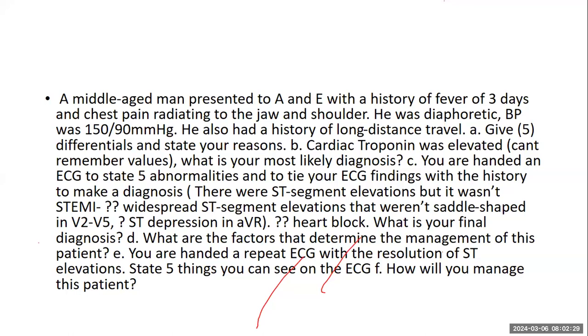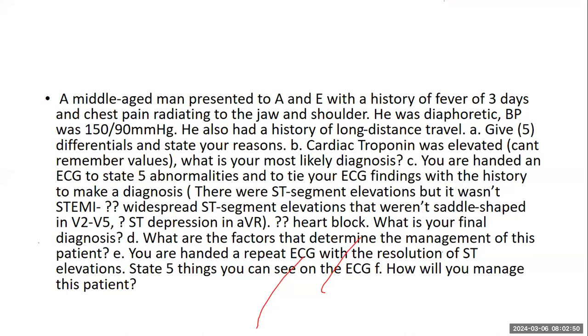So in this setting, if the question were to be Dressler, the typical presentation would be that the MI features will come first. Then during the course of the presentation, maybe like 10 days after, you now start seeing something like fever, new onset chest pain, and difficulty in breathing. So that may be more in keeping with Dressler if the question is painted in that direction.